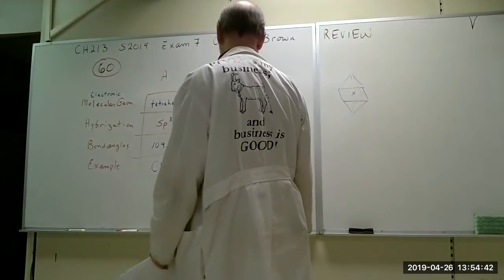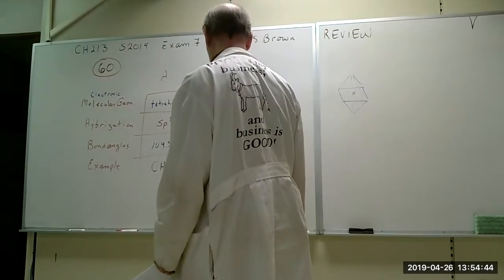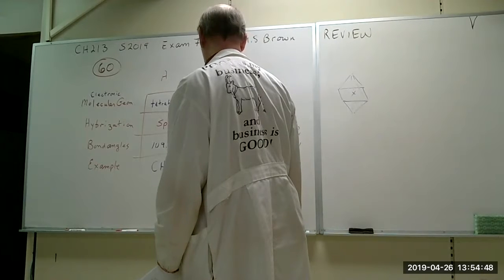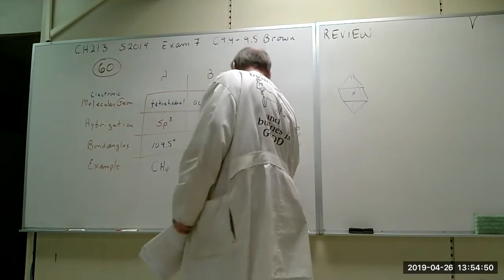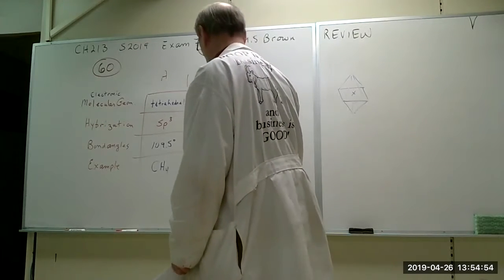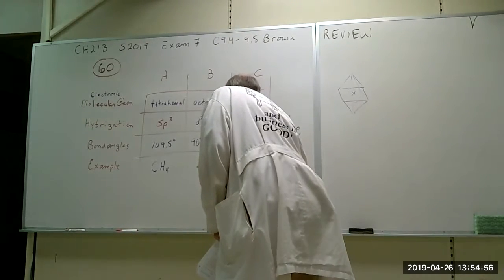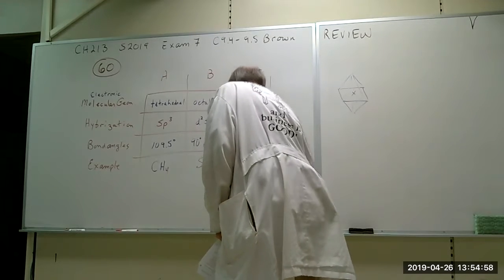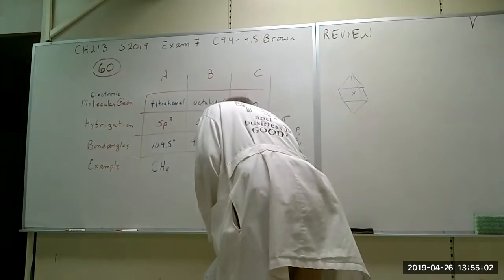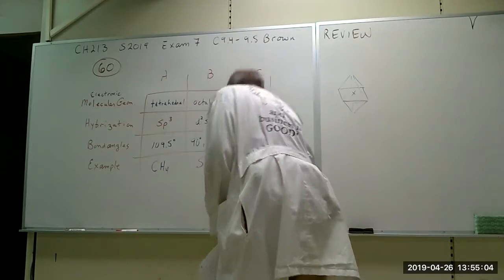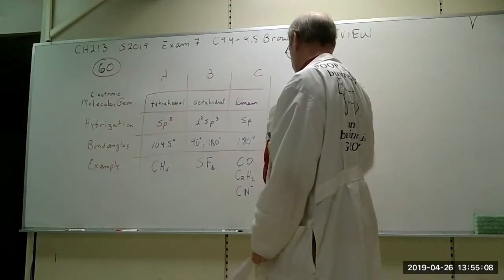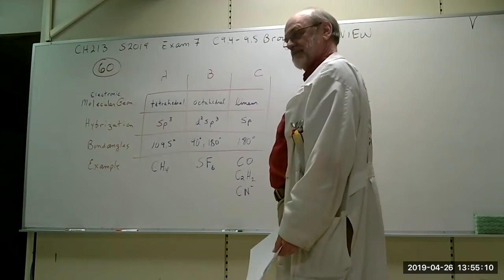And example, carbon monoxide, or acetylene, or cyanide ion, any one of those, as long as they have 2 pi bonds.